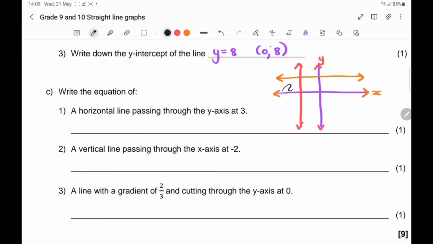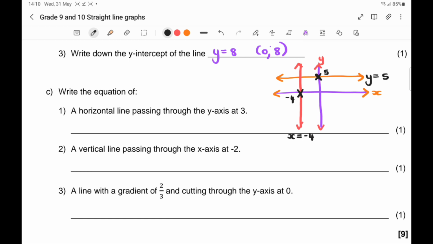This graph over here cuts through the y-axis. Let's say it cuts through the y-axis at 5. Because it cuts through the y-axis, the equation would be y is equal to 5. The vertical graph over here, if it touches, let's say, the x-axis at -4, then this line's equation would be x is -4. So wherever they cut through on which axis, that is the axis you name, and it's equal to that number. I hope it makes sense.